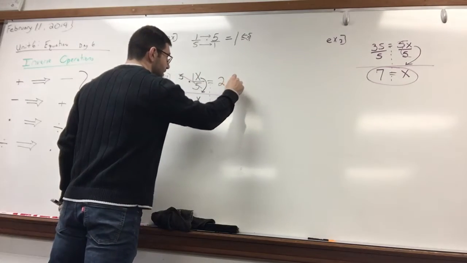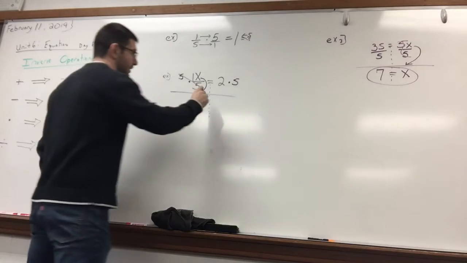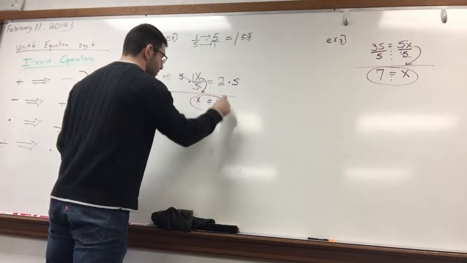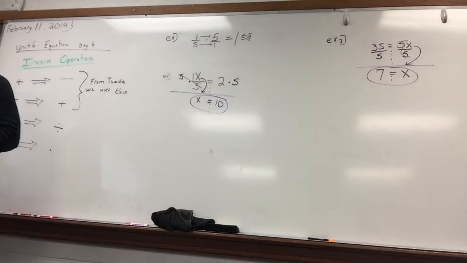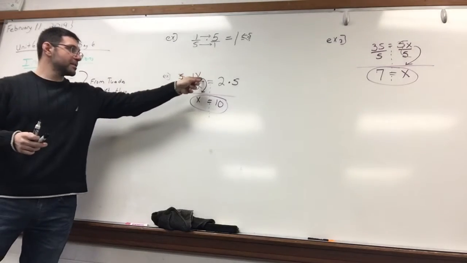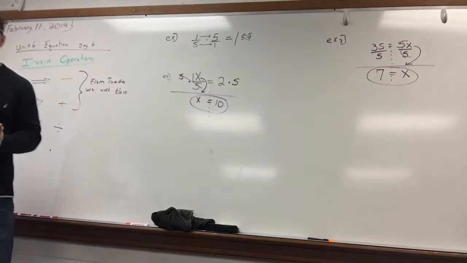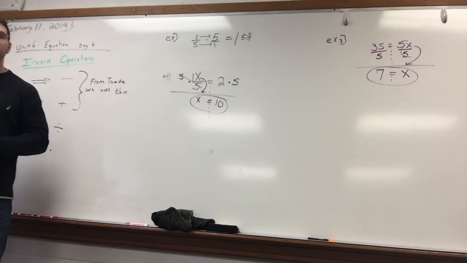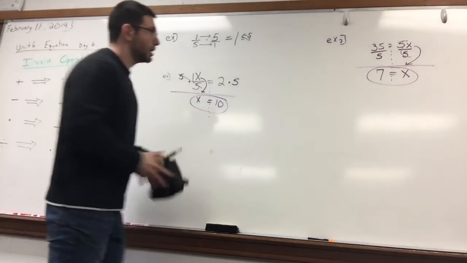I do the same thing to this side. 2 multiplied by 5 is 10. How can I make sure this works? I substitute it back in. 10 divided by 5 is 2. That works perfectly. Okay, so we're taking that denominator and multiplying it.